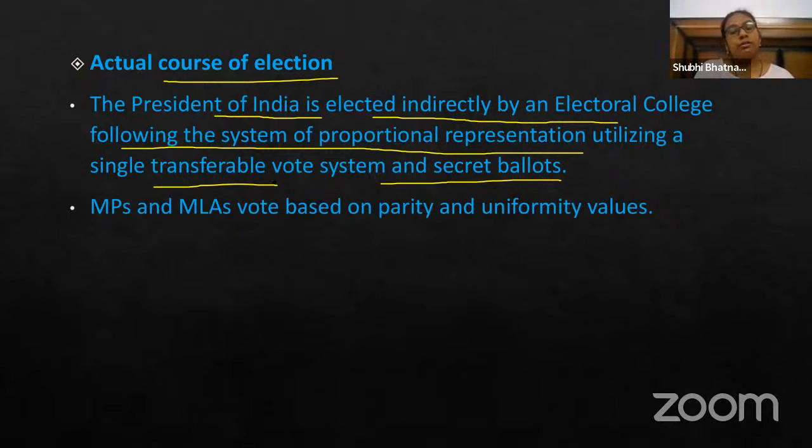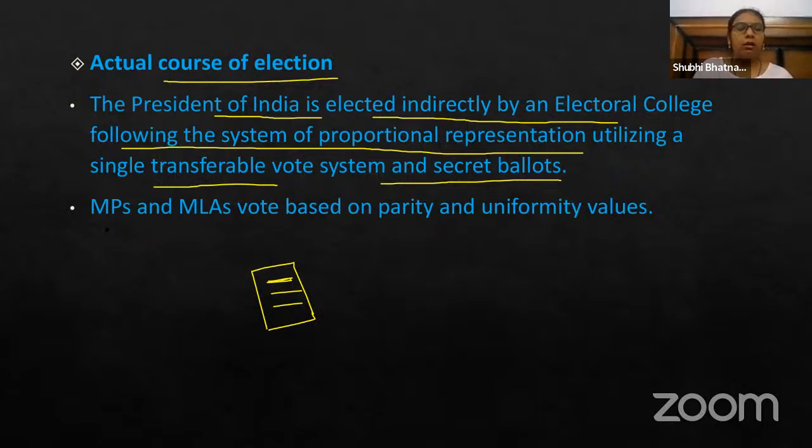Single transferable vote is basically this: suppose there are 3 people in the list. Let me just mark it. There is person number 1 who is on top, person number 2, person number 3. Suppose the top one is not getting a higher vote. So all his or her votes will be given to the second person, because he is not getting a higher vote now. So their votes will be transferred to the second person.